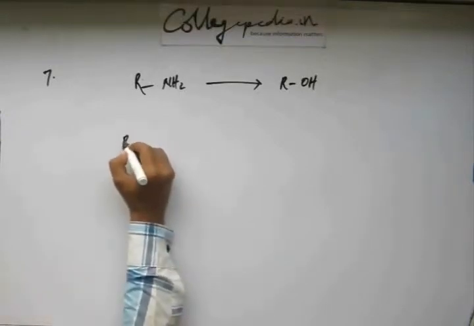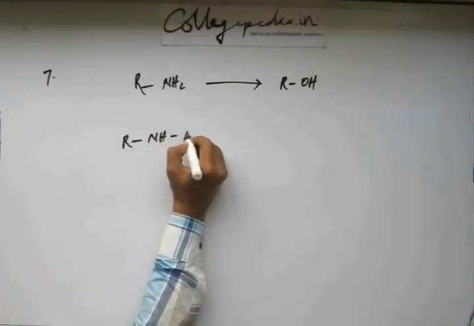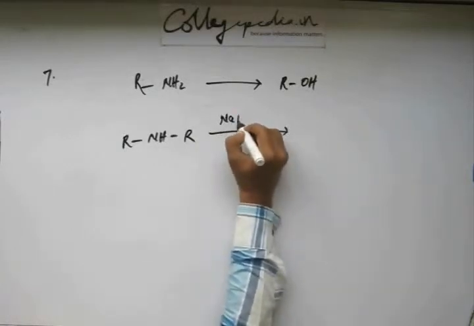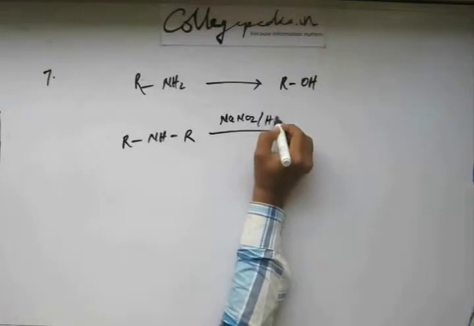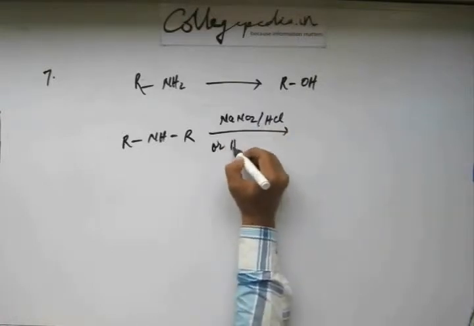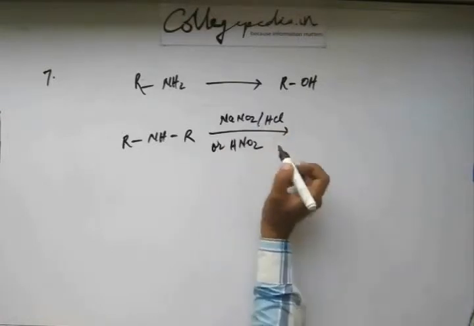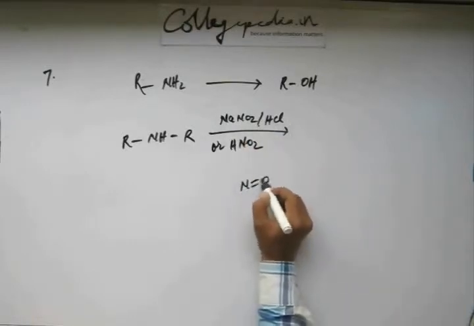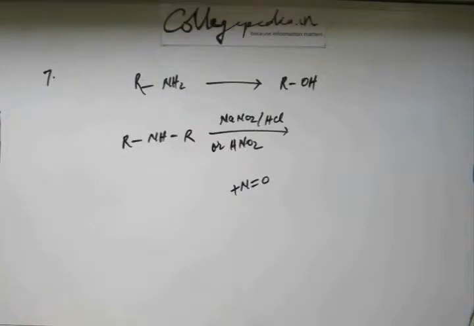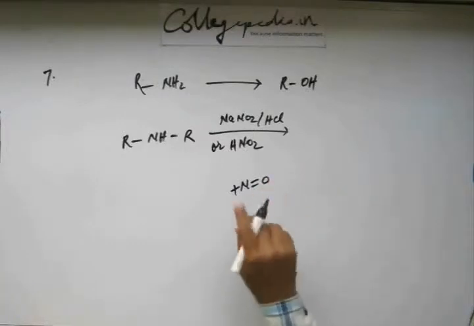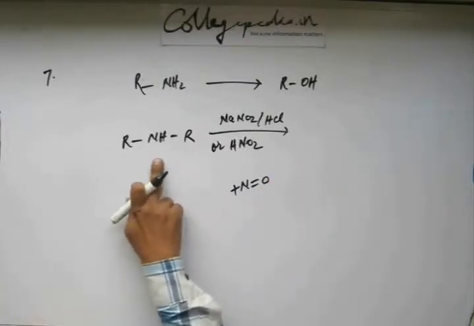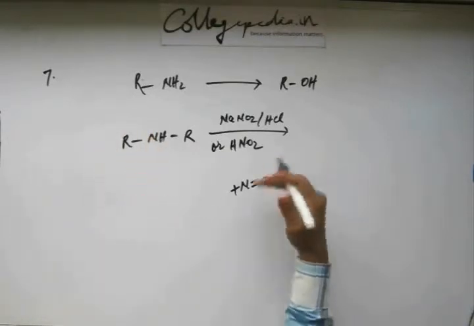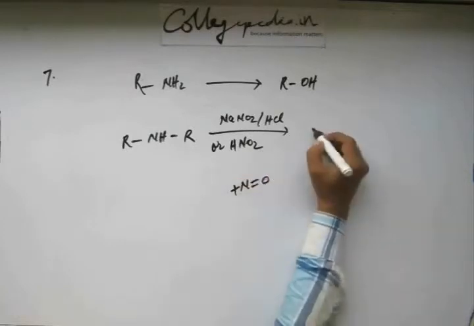Fine. Now if you take 2 degree amine and carry out the same reaction, you take sodium nitrite along with HCl or nitrous acid, then we understood that this reagent basically generates nitrosonium ion. Fine. So this nitrosonium ion will again come to this amine as it came to 1 degree amine. The first step of the reaction will be exactly the same as it happened for 1 degree amine.